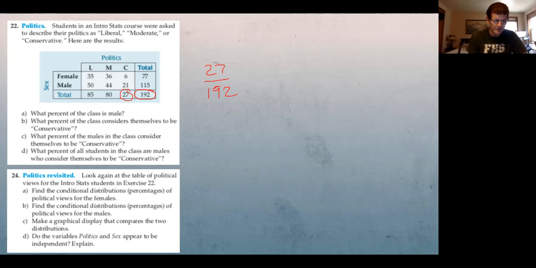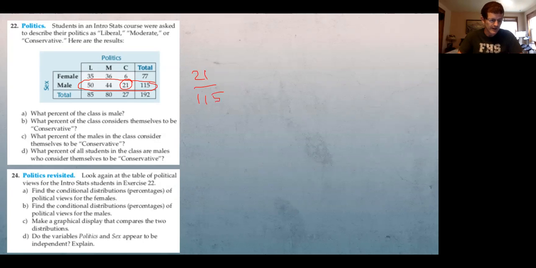Now the next one, we're going to be talking about conditional. Okay, so what % of the males in the class consider themselves to be conservative? So on the condition of being male, how many consider themselves conservative? What %? So it's going to be 21, not out of the whole class, but out of the 115.